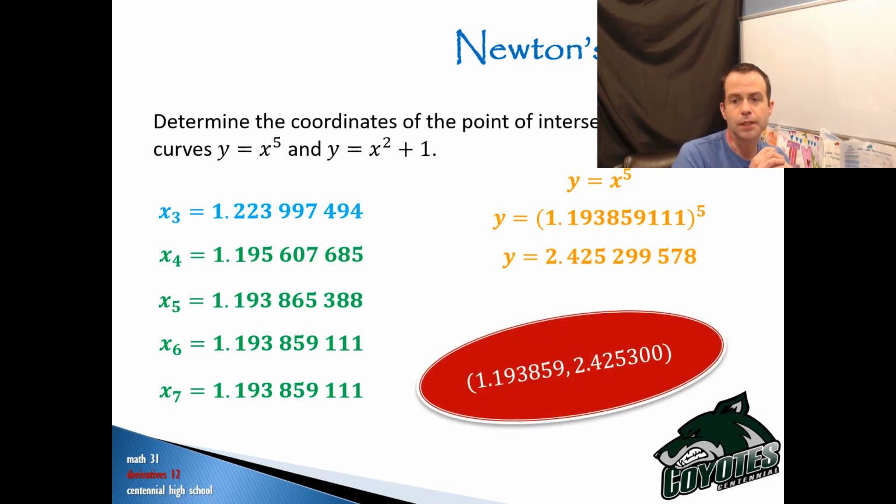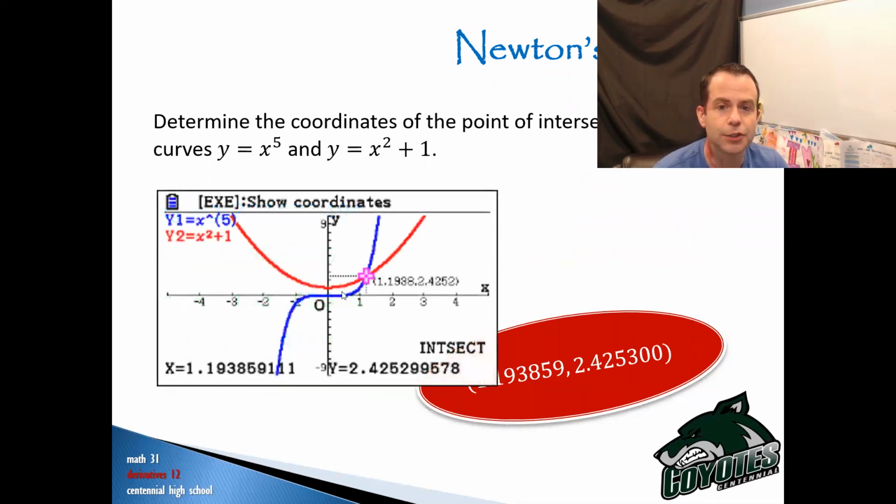And so my intersection is 1.193859, comma, 2.425300. Okay. I want you to really stop and think about how accurate that answer is, and you did not use graphing technology. Now, if you think I'm making it up, I'll use graphing technology for a second just to check your answer and take a look. The intersection is 1.19385911 and 2.425299578. Okay. So, pretty darn accurate.